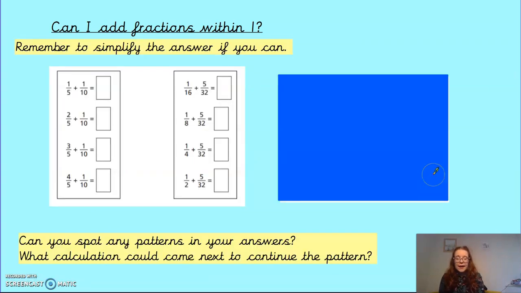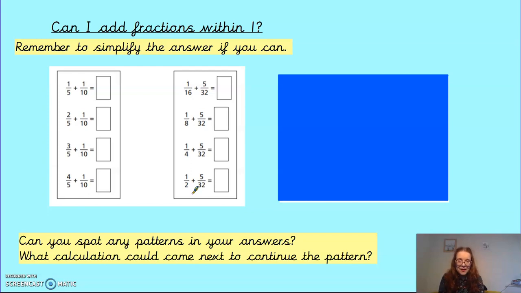Fantastic. Okay, here is your varied fluency today. It's a lot of addition, but what I want you to remember is to simplify your answer if you can. What is the lowest common factor that you can use to simplify your answers down, if possible? Okay, then I want you to think about, can you spot any patterns in your answers? Is there a pattern in this box? And is there a pattern in this box? And if there is, what do you think would come next to continue the pattern? What calculation would come next?